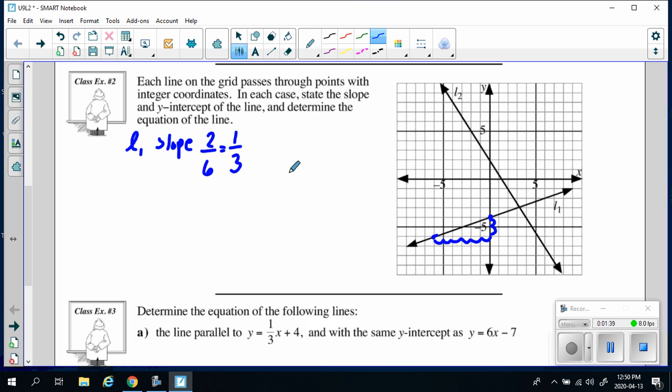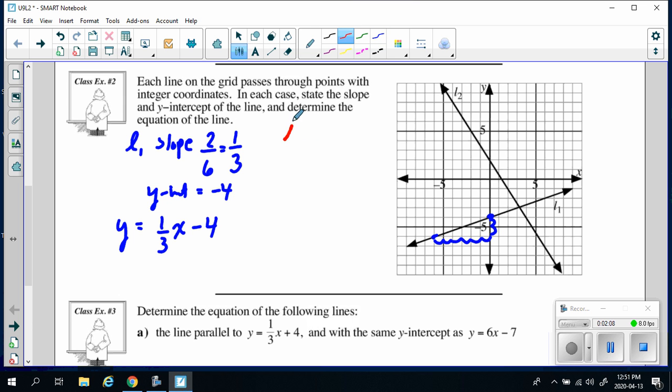Now let me just verify that it is indeed a positive slope and that I didn't mess up. Is it a negative slope? No, it's a positive slope, and I know that because it rises to the right. So the slope is indeed 1/3, and the y-intercept can be read right off the graph. Looks like it's right here at -4. So the equation of this line is y is equal to 1/3 x minus 4.